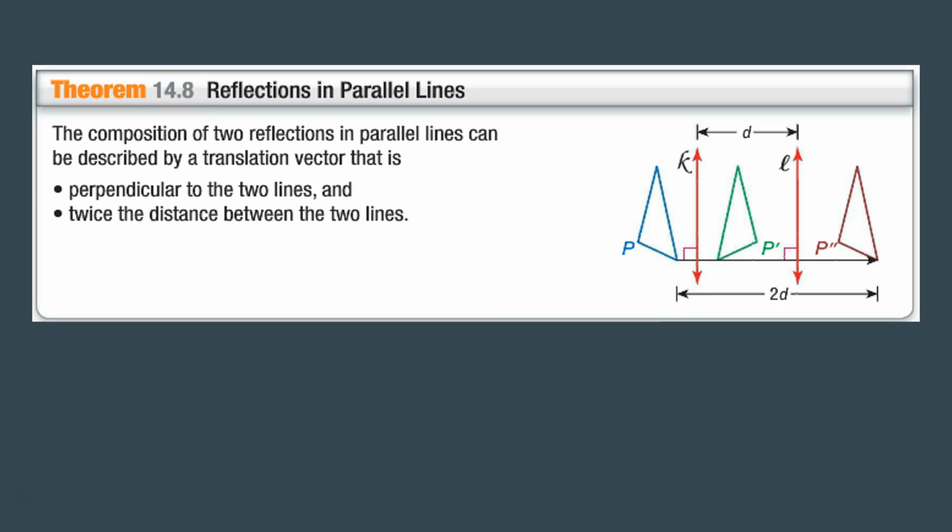Reflections in parallel lines. The composition of two reflections in parallel lines can be described by the translation vector that is perpendicular to the two lines and twice the distance between the two lines. So remember we just talked about that perpendicular, 90 degrees, and it's twice the distance between the two lines, which is why we have 2D. Twice the distance. D stands for distance. The distance here is double between here. So we have P, P prime, and P double prime. So P double prime is twice the distance from there.